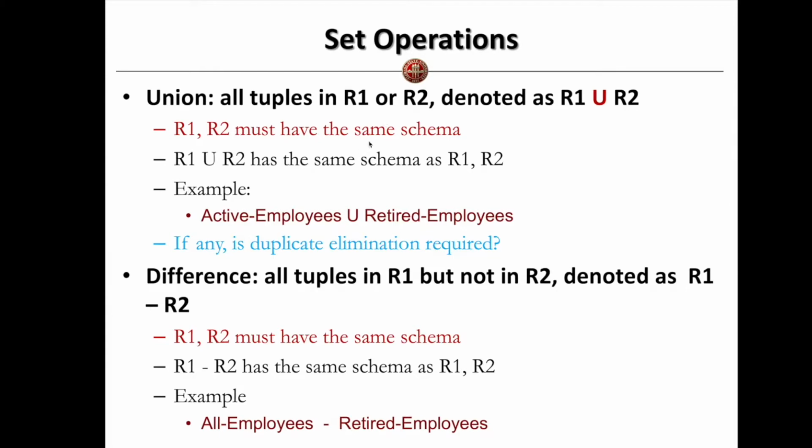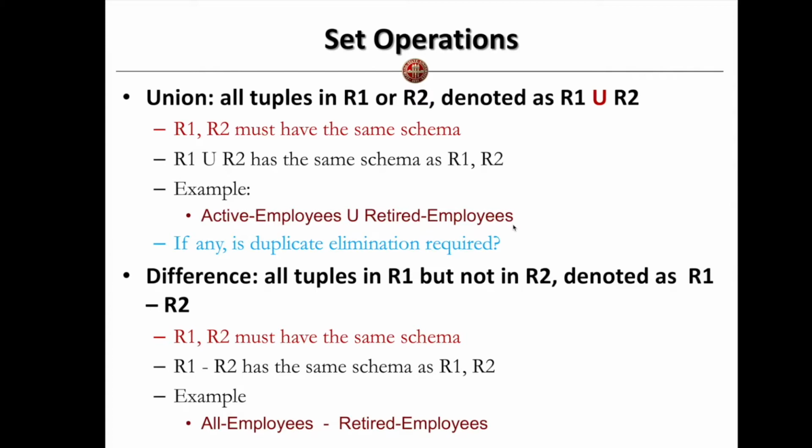So as a reminder, for the union, the input will be 2 relations with the same schema. And the output will also be a relation with the same schema as R1 and R2, right? We can provide you with an example. Given the active employees union the retired employees, they will cover all the employees in a company, right?